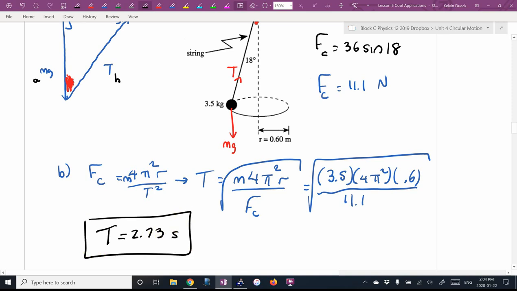So that's the conical pendulum. You are possibly going to see one of those on your test, or a banked curve. Because I'm telling you, the free body diagram is the same.